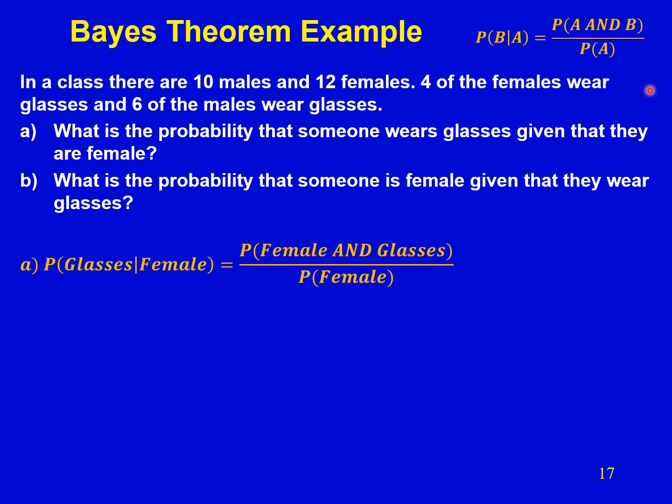So the probability of glasses given female is the probability of female and glasses over the probability of female. Now the number of people who are female and wear glasses is 4. So the probability of someone in that class being female and wearing glasses is 4 over 22, because there are 22 people altogether. So we get 4 over 22. And the bottom of the calculation is the probability of female. There are 12 females, 22 people altogether, so the probability of female is 12 over 22. So doing our calculation, we end up with 1/3.